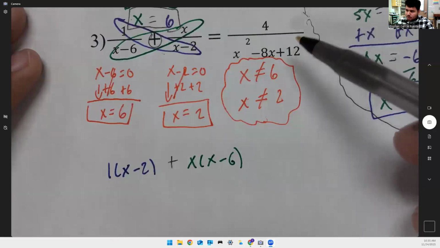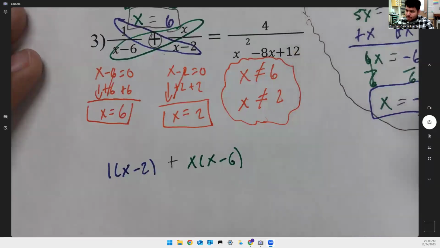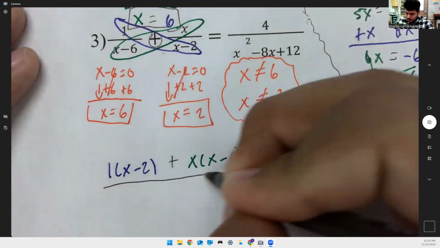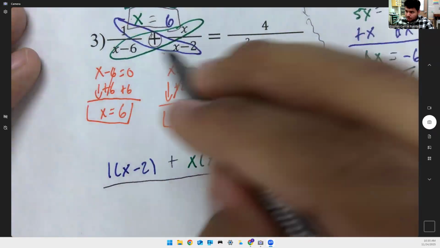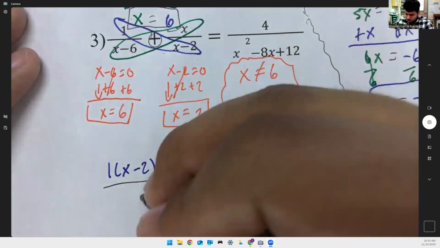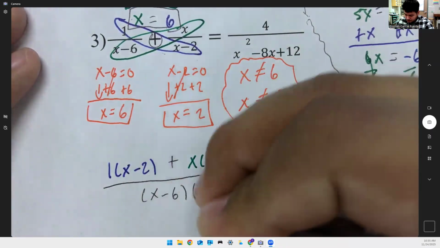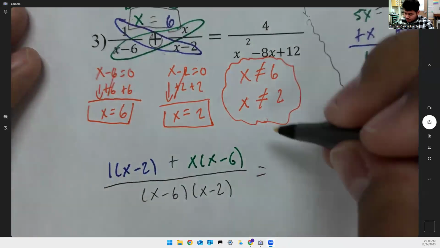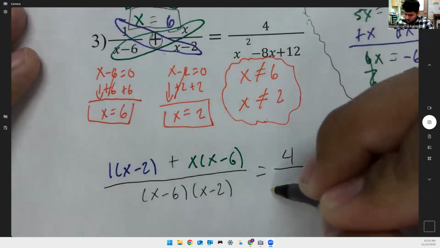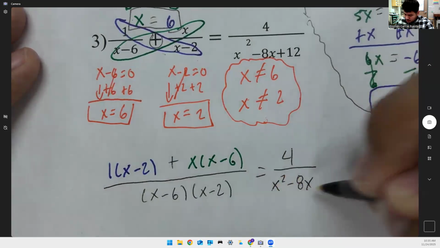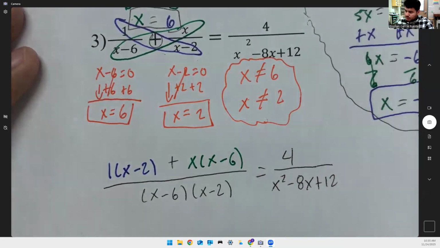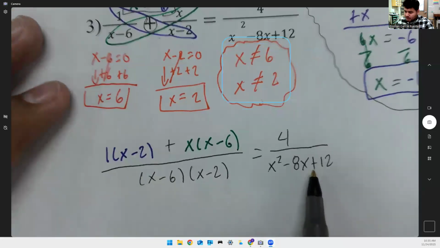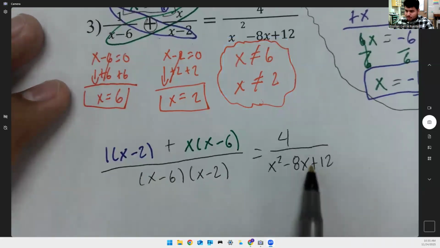And then you guys were confused on why did we just make it equal to 4? Well, the reason why is because of this. When we cross multiply, you make this big thing over your bottom denominator. So on the bottom, you have x minus 6 and x minus 2. And that's going to equal the right side of the fraction, which is 4 over x squared minus 8x plus 12. And now the bottoms are the same, because if you factor this out and do your a, b, c, you'll get x minus 6 and x minus 2.